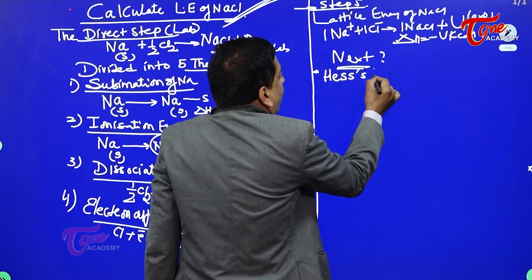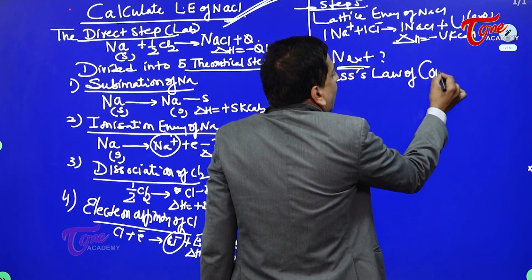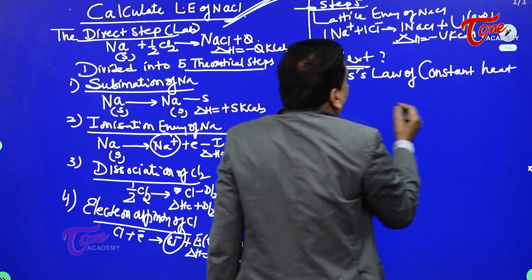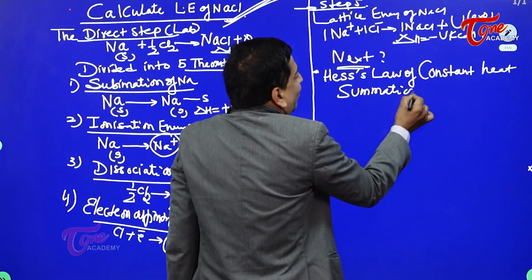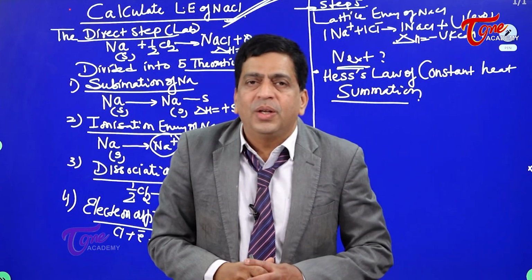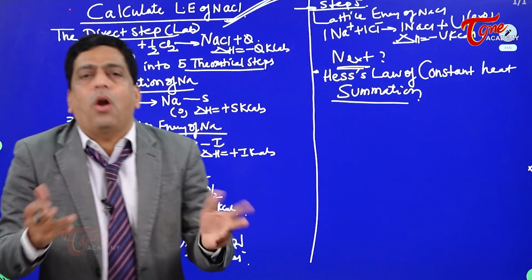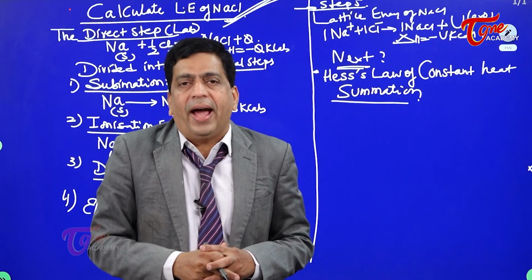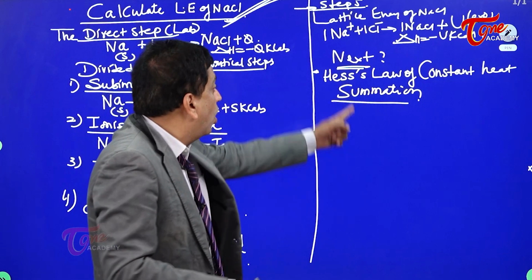This is Hess's law of constant heat summation. Next, we will propose a law, and then we will apply the law, and on application we can determine U.